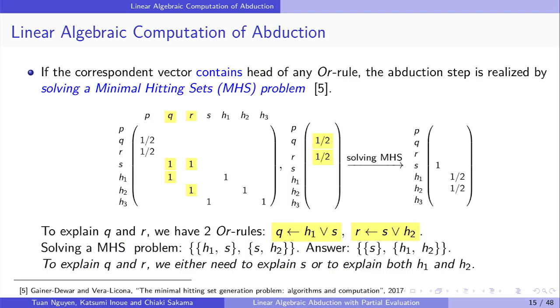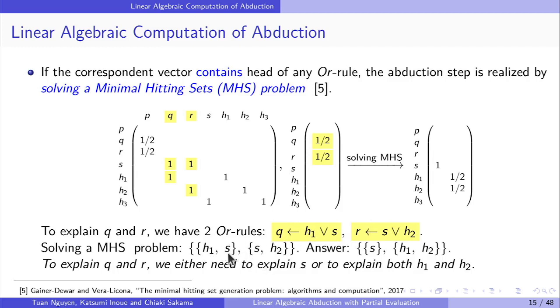If the explanation vector contains the head of any OR rule, the abduction step is realized by solving a minimal hitting set problem. In this problem, we have a family of sets, and we find a set that intersects every set of the family, at least one element in common. So for example, here we have these 2 OR rules, and we take the bodies of these 2 OR rules as the input for the minimal hitting set solver, and we solve this problem.